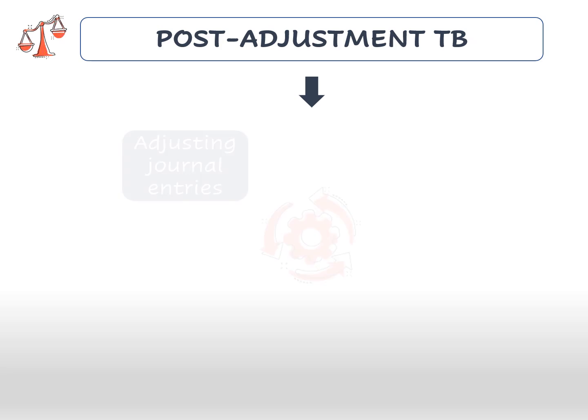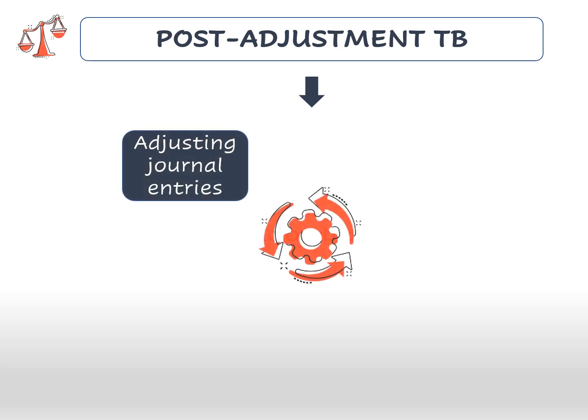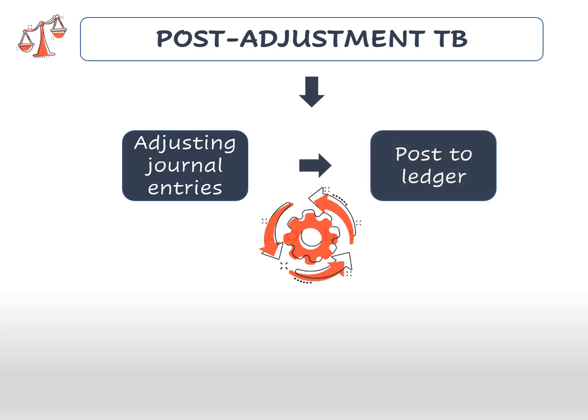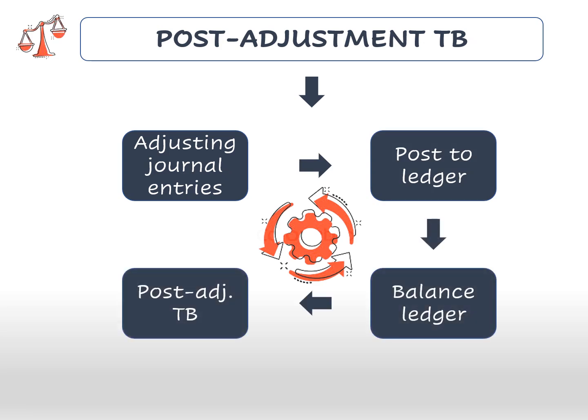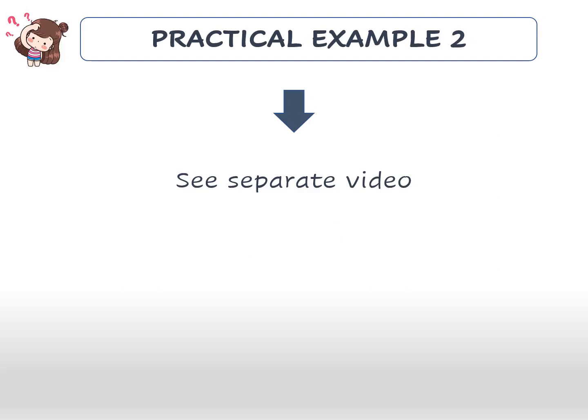So the post-adjustment trial balance includes every single account in the general ledger. So we start off with those adjusting journal entries: you prepare them, you enter them into the journal, then you need to post those journal entries to the ledger, you need to balance those accounts that are affected, and then you prepare the post-adjustment trial balance, including all the accounts in the general ledger. Practical example 2 then will prepare the post-adjustment trial balance for practical example 1. So that will be shown in a separate video.